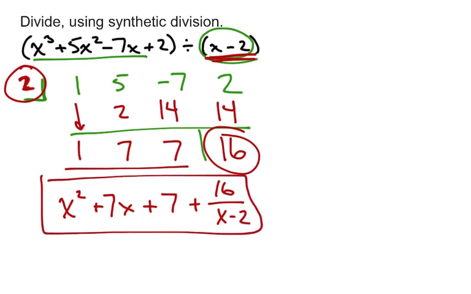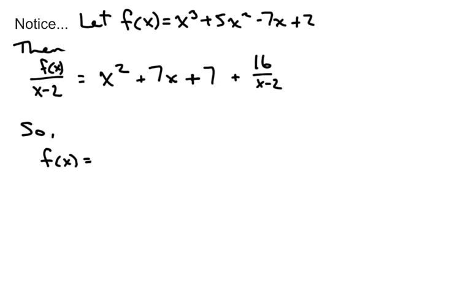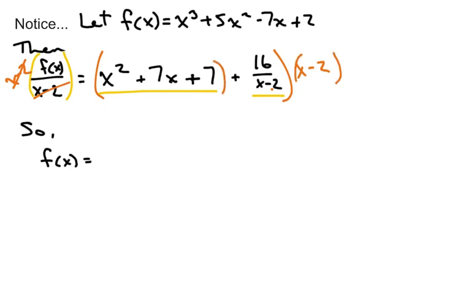And there's our solution. Notice, if I let f of x be that same polynomial, x cubed plus 5x squared minus 7x plus 2, then what we just showed is that we could rewrite this division as x squared plus 7x plus 7 and our remainder over x minus 2 as a fraction. So what I'm going to do now is just a little bit of math magic here. I'm going to multiply by the denominator of this fraction, and it'll get those two to cancel. Whatever I do to the left side, I also have to do to the right side. So on the left-hand side, I'm just left with f of x. So I'm rewriting f of x. And I'm going to distribute this into both pieces.